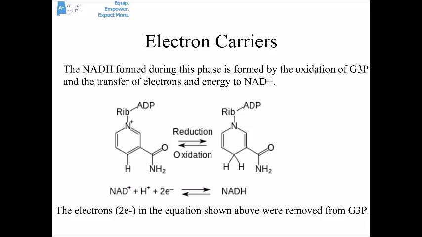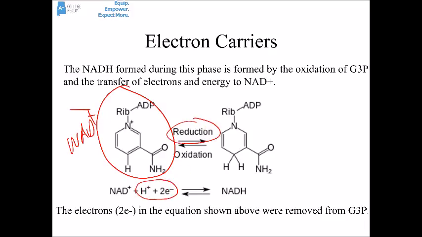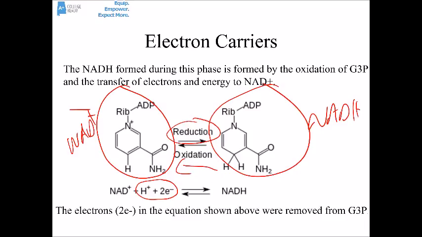We talked a minute ago about electron carriers. The NADH formed during glycolysis is formed by the oxidation of G3P and the transfer of the electrons and energy to NAD+. So this is NAD+. And we can see that it's being reduced. So it's gaining electrons, it's gaining a hydrogen, and it's gaining energy, and it becomes NADH. Now later, that process will run the other way, and the NADH will be oxidized, and the energy there will be used to create ATP. We'll talk about that in a minute though.